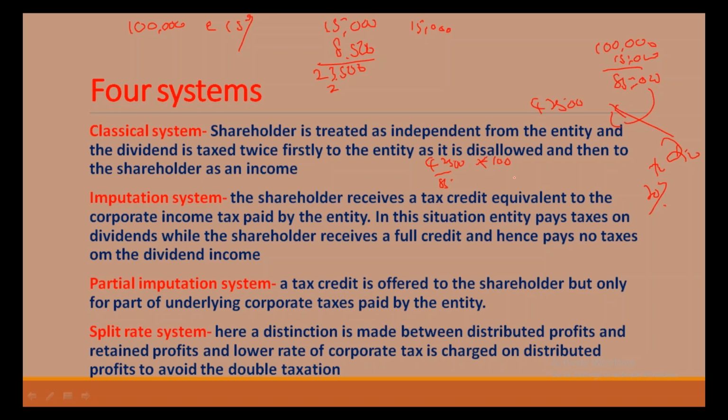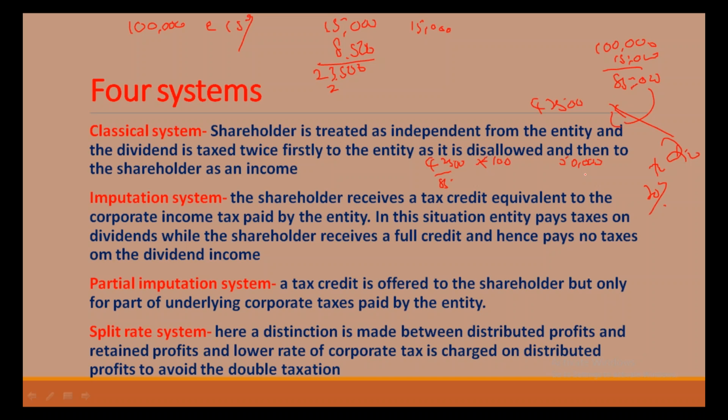Yes, my 42,500 is equivalent to 85% of the profit, so what is my 100? As you rightly said, they are paying half as dividend, so that half is equivalent to 50,000. That is actually the total dividend. If there were no taxes, it would have been 50,000.